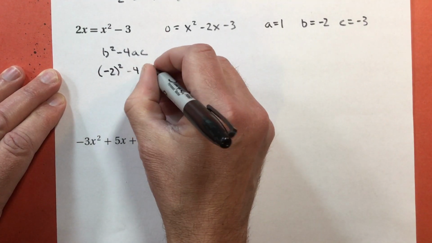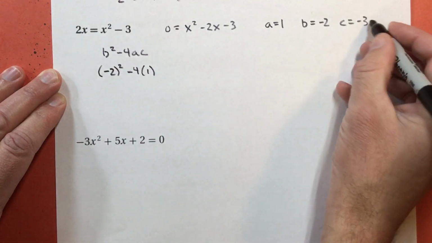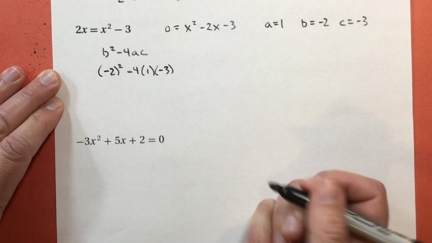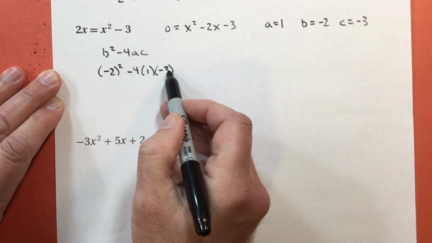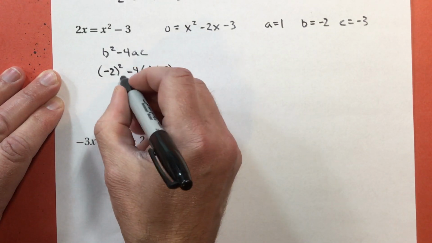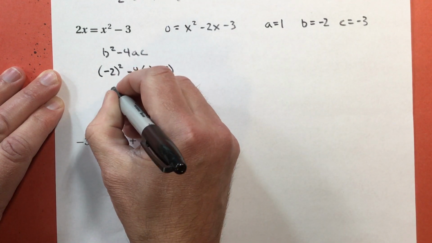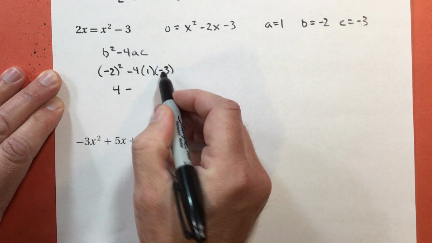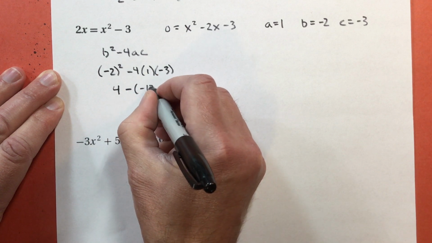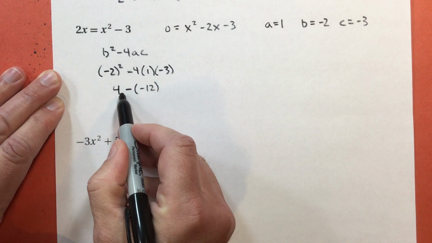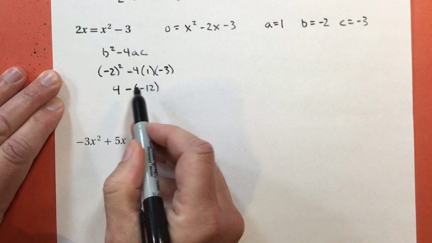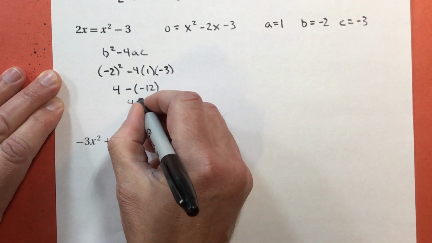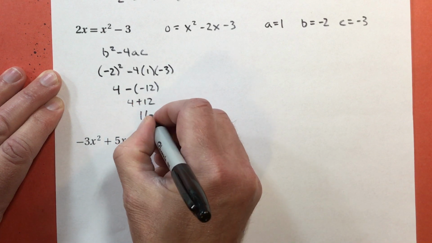A is 1 and B is negative 3. Again, putting everything in parentheses. Square this, multiply all this, and then subtract. Negative 2 squared, like I just said, is 4. 4 times 1 is 4. 4 times negative 3 is negative 12. And 4 subtract negative 12. Subtracting means adding the opposite, so this becomes 4 plus 12, which is 16.